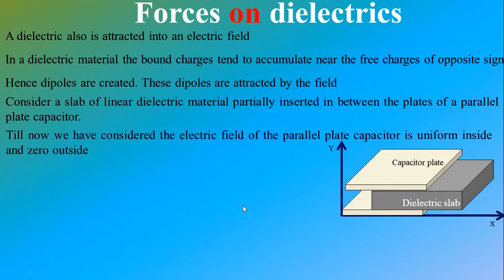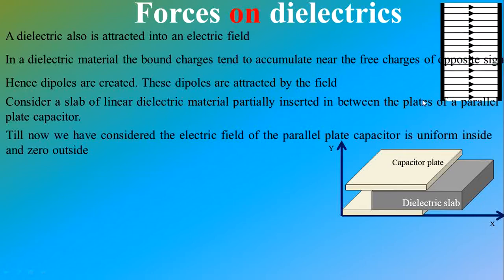Till now we have considered the electric field of the parallel plate capacitor to be uniform inside and zero outside. Just like we can see in the representation of a parallel plate capacitor, the left side is indicating the plus and the right side is indicating the minus sign. So, the electric field will start from the positive side and end on the negative side. From the figure, it is clear that inside a capacitor, the electric field is uniform. This is the general case which we have discussed throughout till now.